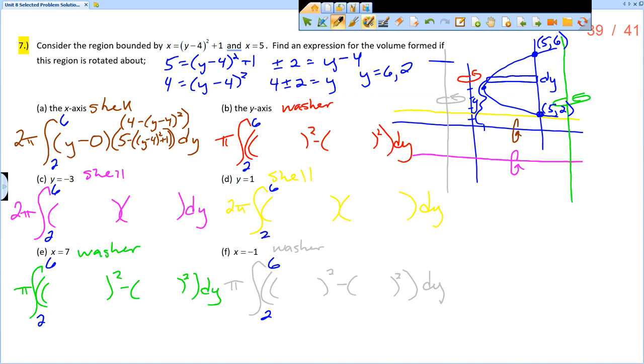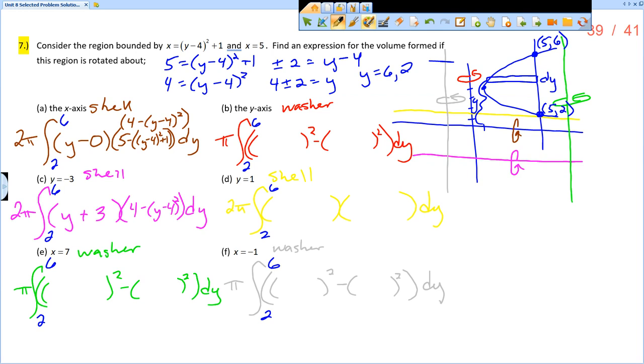Let's move on to C because that is also the shell method. So now we're going on y equals -3. So now I'm going to take the y for the dy minus the axis of rotation, -3. So y plus 3. And then my height is actually the same. So that's just going to be 4 minus the y minus 4 squared.